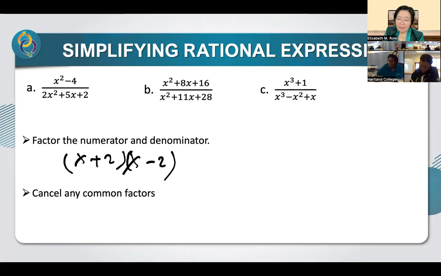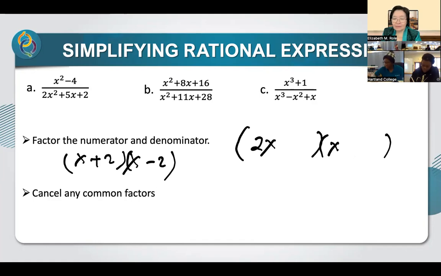So for the denominator, you can do the mental math, saying, well, this is 2x squared. So the factors will be 2x and x. Then you ask yourself, what are the factors of 2? The only factors of 2 would be 2 and 1, right? And both of them are plus. Then just position it such that when you multiply the outer and inner, you get 5x.